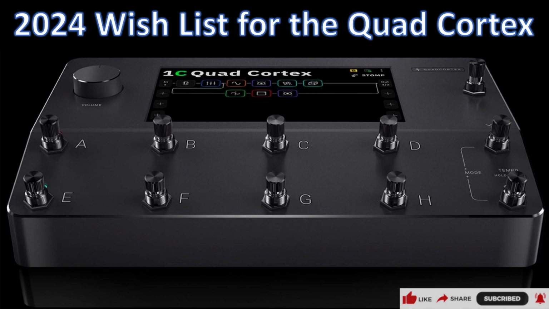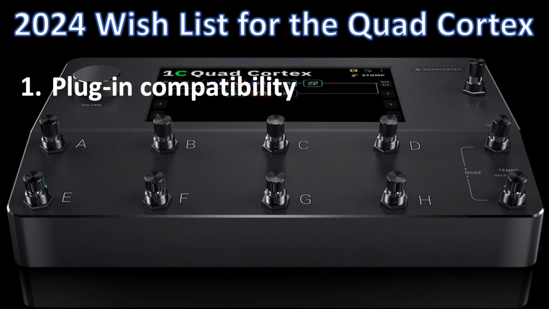When I think about what I want out of 2024, I think we would all talk about plugin compatibility. Funny thing is, for me, I don't use the plugins yet. Once they're compatible with the Quad Cortex, I'll probably start looking at them. So it's not super important to me in terms of getting plugins I'm already using onto the Quad Cortex. But I think this is really important for Neural DSP for a couple of reasons.